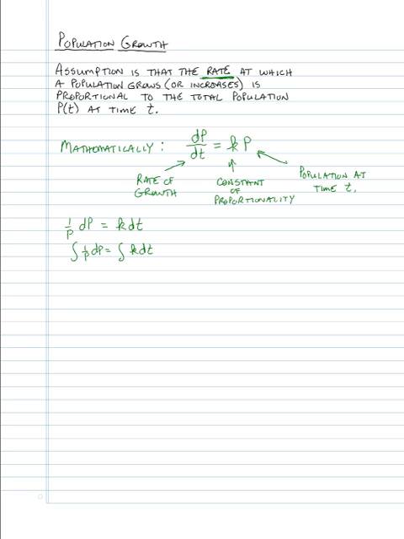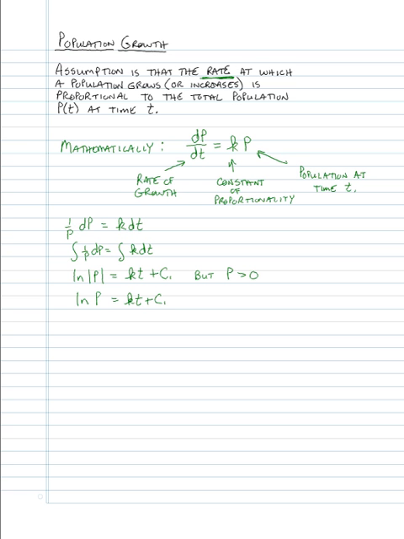On the left side, the integral of 1 over P with respect to P would be the natural log of the absolute value of P. And on the right side, we would just have kt, plus our constant of integration, which I'm going to label as c sub 1. Now, one thing we should think about here: we know that we can't have a negative population, so P is actually greater than 0. So it would be easy for us to rewrite this as just the natural log of P is equal to kt plus c sub 1.